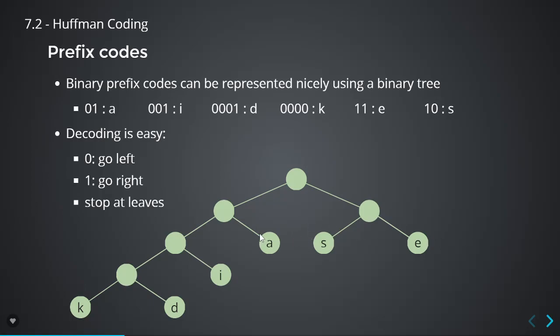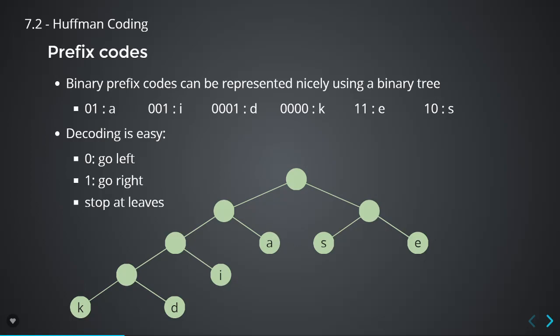And you can see how the fact that we have all the letters in the leaves means that every single code we have here can't be the start of another code word, because if it is, then you won't stop at a leaf.